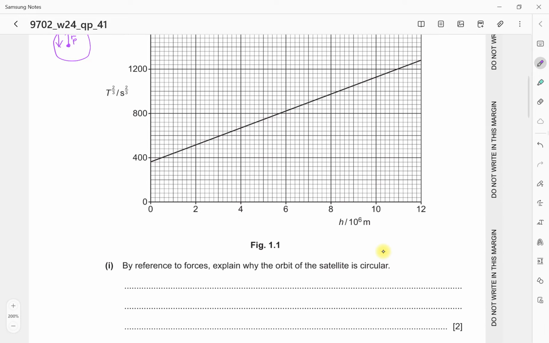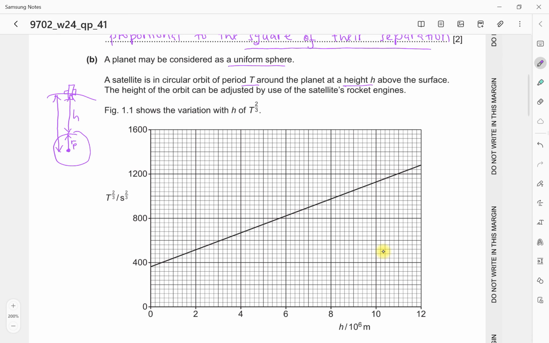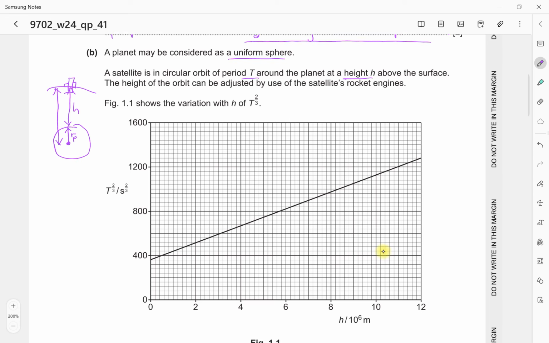By reference to the forces, explain why the orbit of the satellite is circular. Of course, first of all, we know that the gravitational force between the two masses is the one which provides the centripetal force. And the reason why the gravitational force provides the centripetal force is because it always acts perpendicular to the direction of motion of the satellite. And because it acts perpendicular to the direction of motion of the satellite, it doesn't change the speed, but instead it changes the direction, causing the body to move in a circular path.